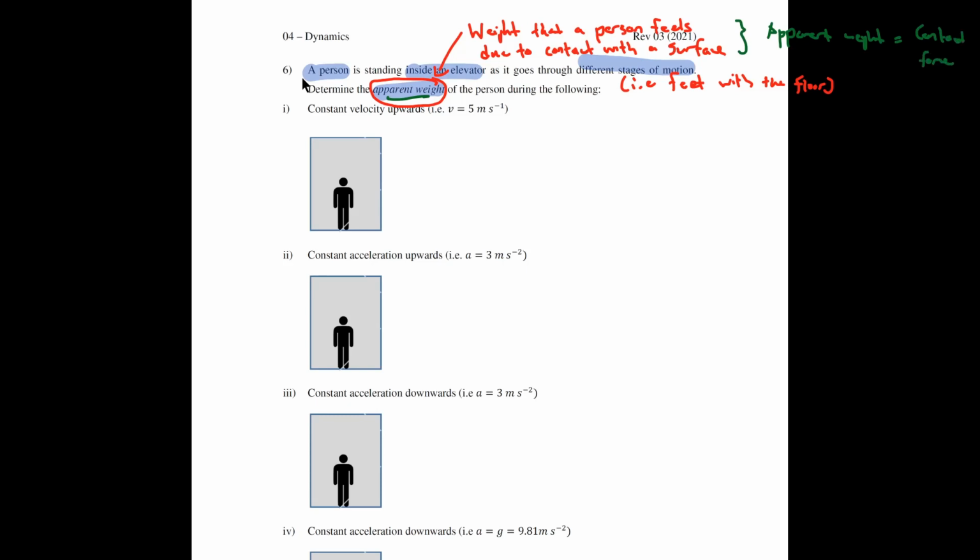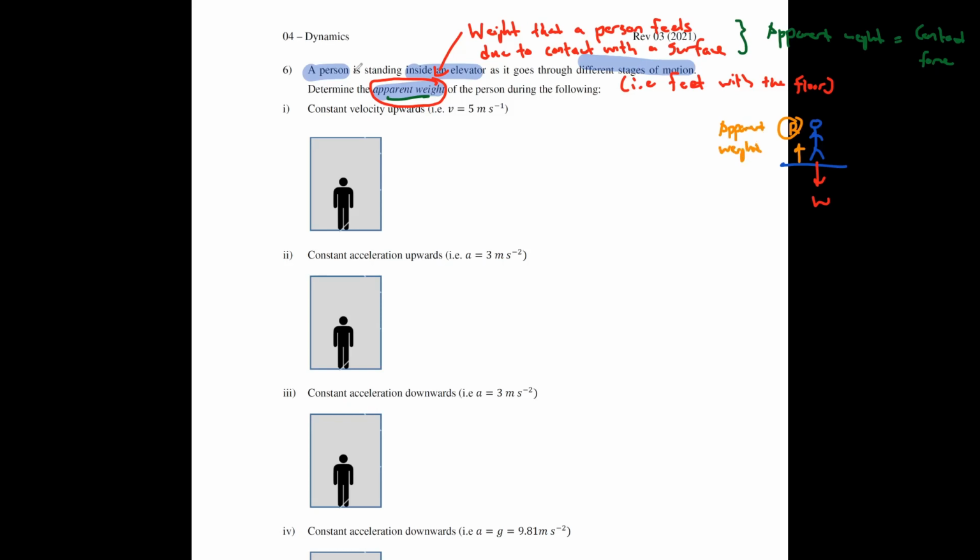All right. For example, let me just illustrate to you. If you have a person that's standing here, your body exerts a weight downwards, and the floor exerts a reaction force back upwards on you. This is what you will know as apparent weight.